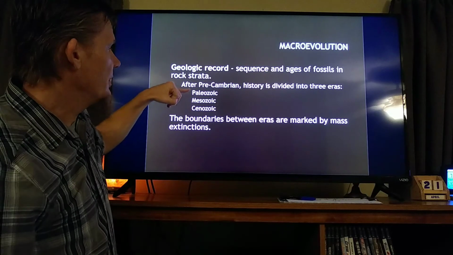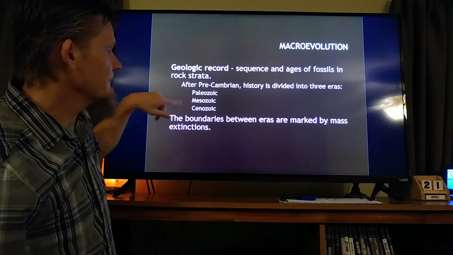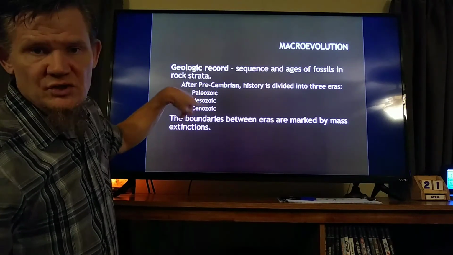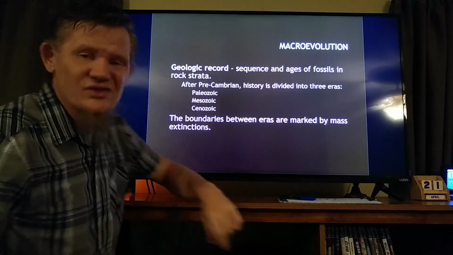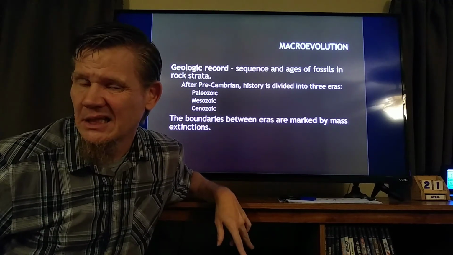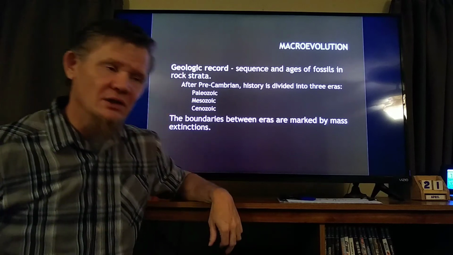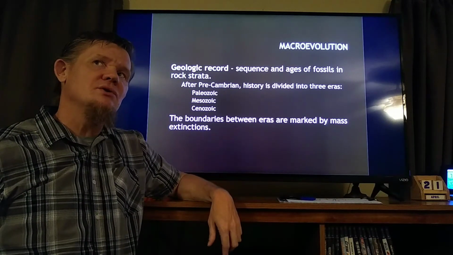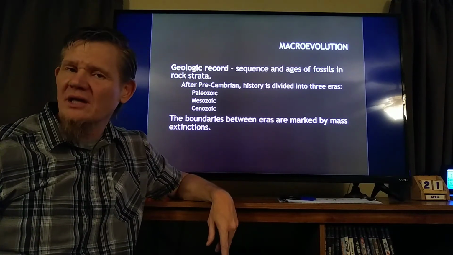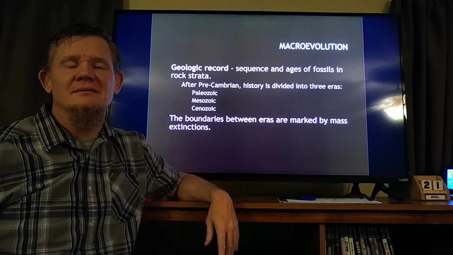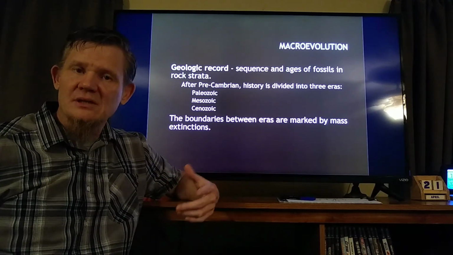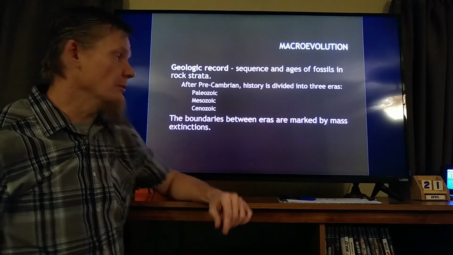After the Precambrian era, we're divided into three unequal sections called the Paleozoic, the Mesozoic, and the Cenozoic. You notice how they all have this zoic part in common. What does zo mean? What is zoology? What do you do when you go to the zoo? What are you looking at? You're looking at animals. So zo means animal.